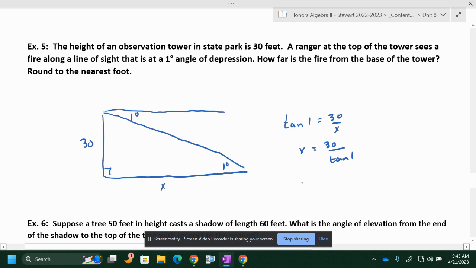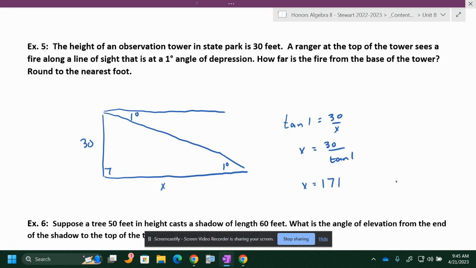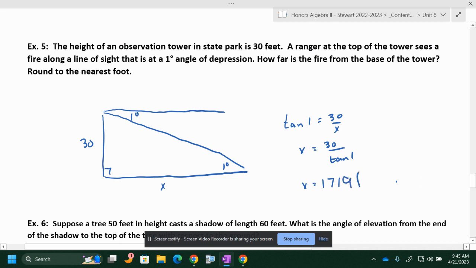Which is going to give me 1,718. I'm just going to do 2 decimals. Oh, it says round to the nearest foot. I apologize. It says round to the nearest foot. It actually gave us something this time. So I'm going to say 1,719 feet.